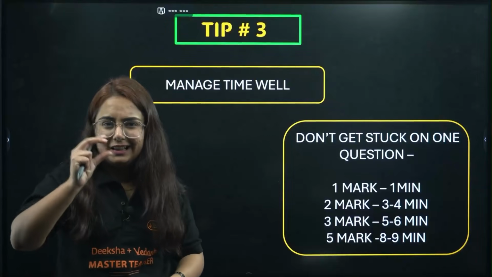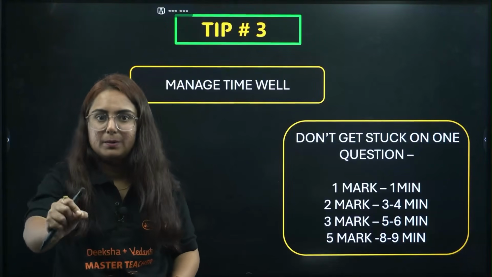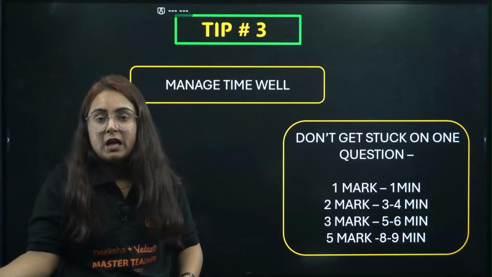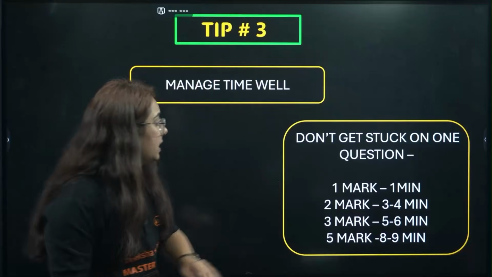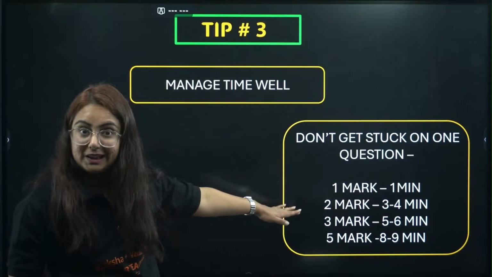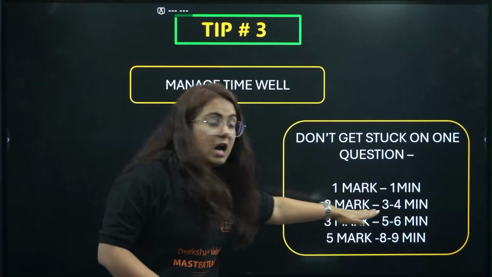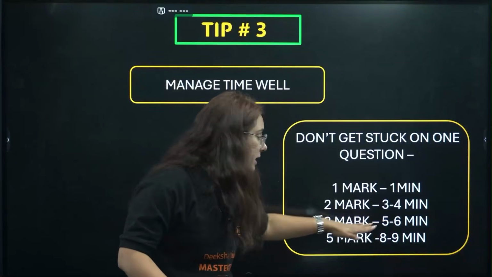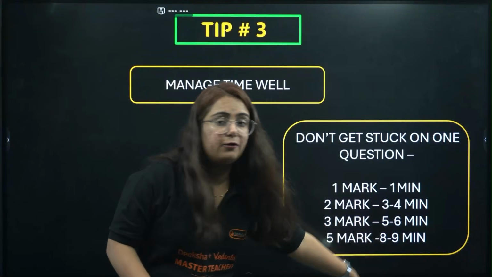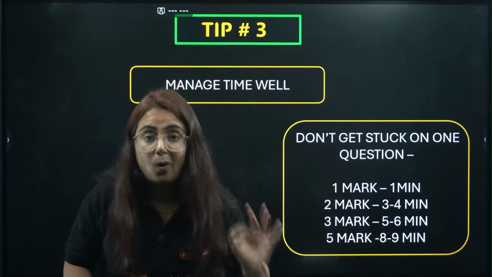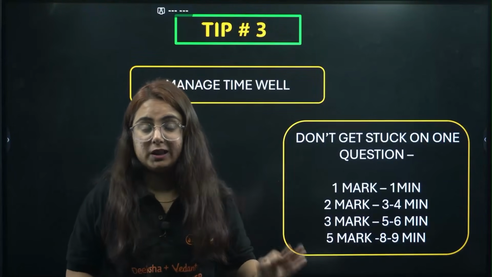So a little change in the time is acceptable. It's natural, but pay attention that you try to solve a 1 marker in 1 minute. The time we can use before, right? 2 marker for 3 to 4 minutes, go for 3 marker 5 to 6 minutes, 5 marker for 8 to 9 minutes, and this can only come if you have practiced throughout the year.